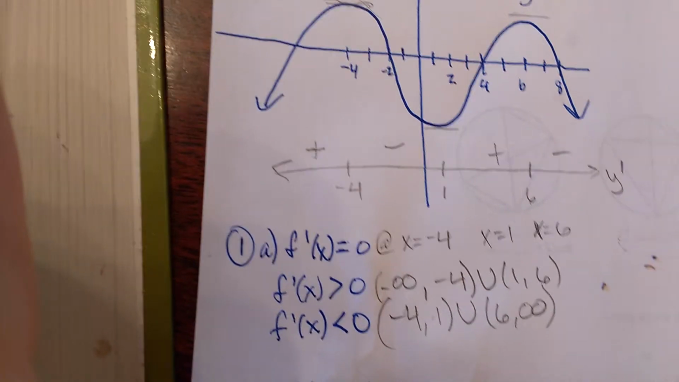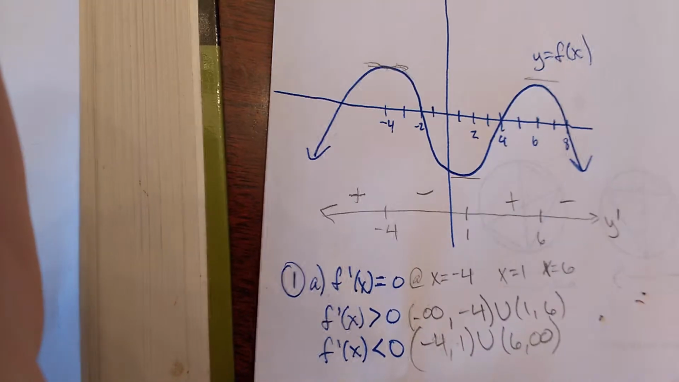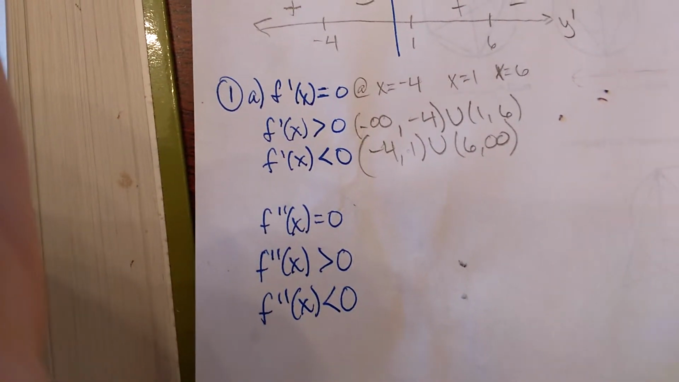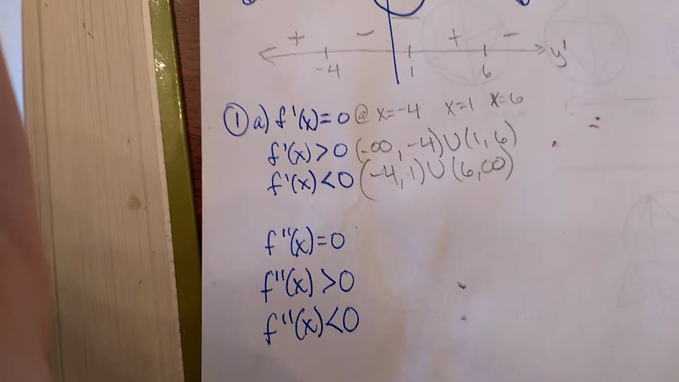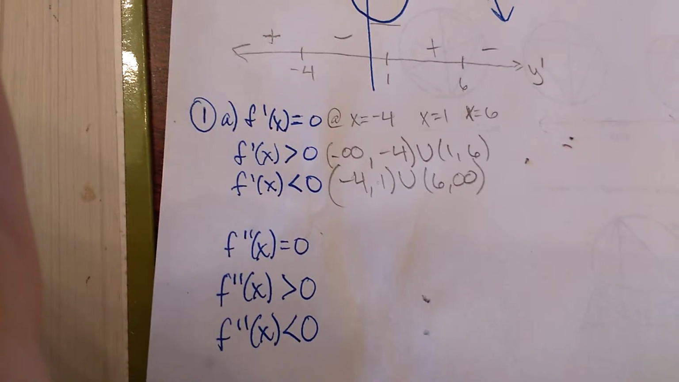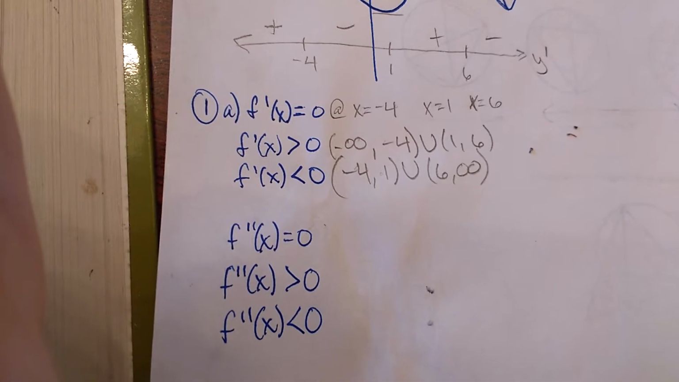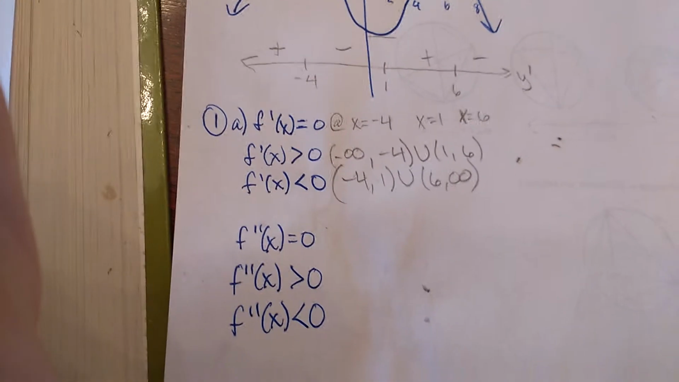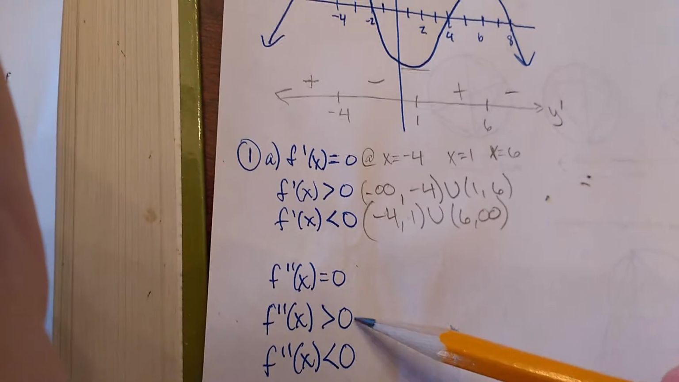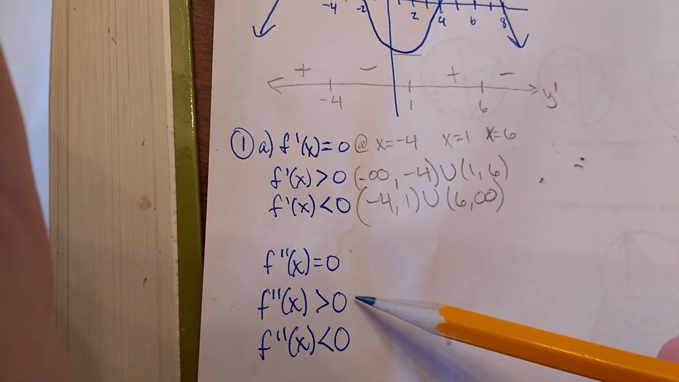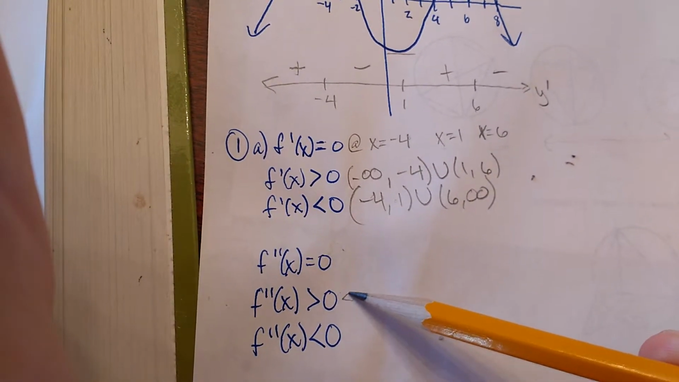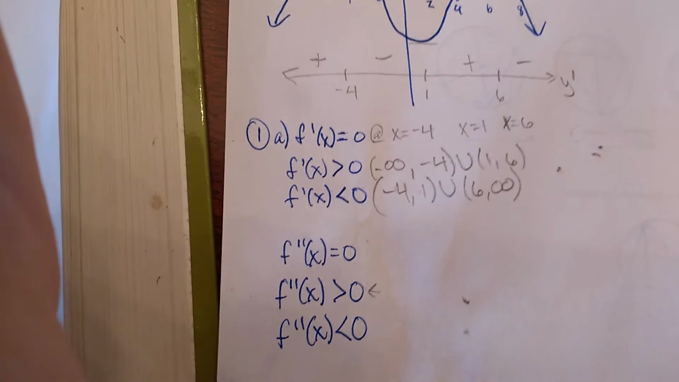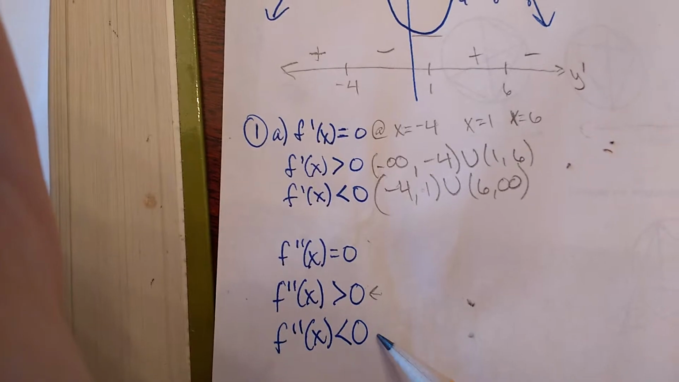Okay, second derivative might be a little harder. So now we're doing, where is the second derivative equal to 0? Where's the second derivative positive, and where's the second derivative negative? To start with on this one, you might want to think about these first, because you should know these have some meaning, right? If the second derivative is positive, it's concave up. If the second derivative is negative, it's concave down.